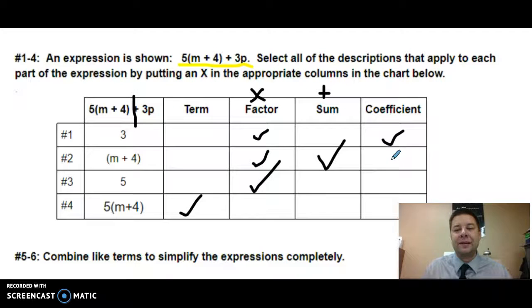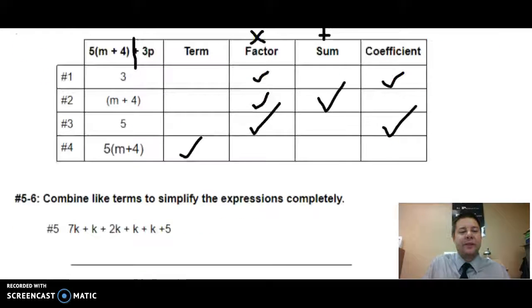My answer is no, it's not. Is 5 a coefficient? Is it being multiplied by a variable? This one's kind of tricky. Think of the parentheses here as its own separate variable part. So when we think of that, we know then that 5 actually is a coefficient. So that's the first part here.